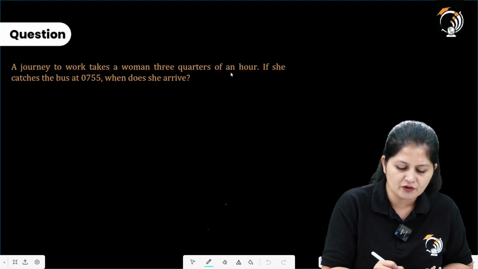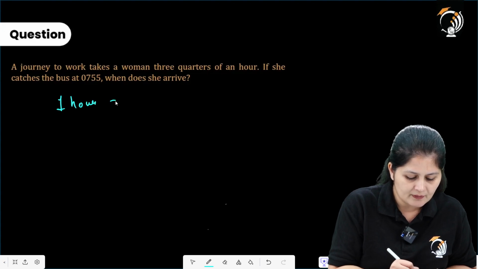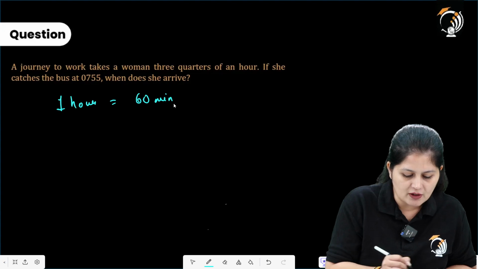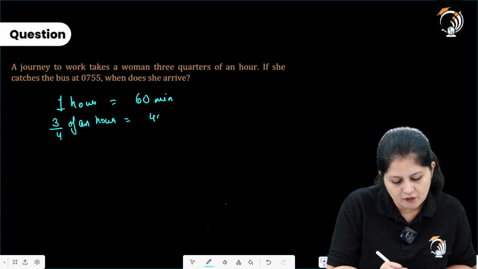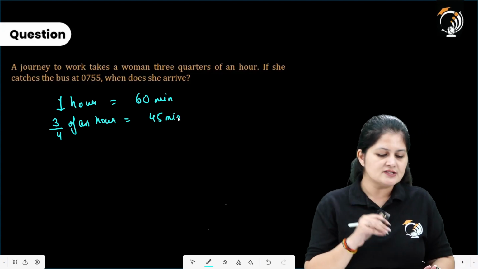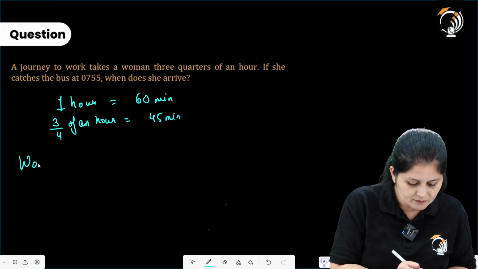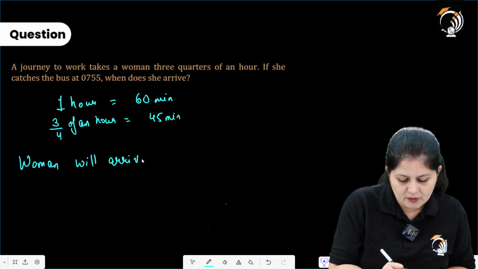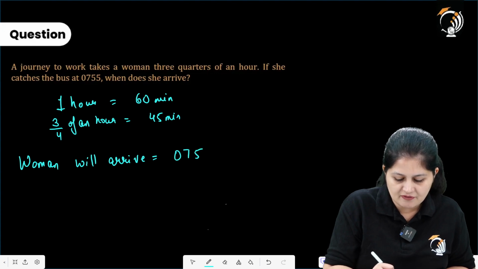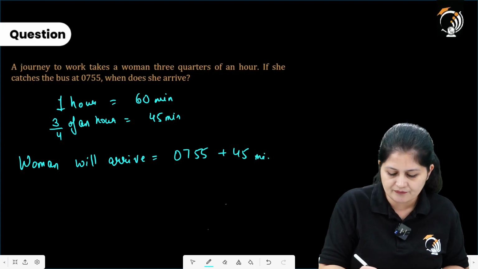So if we talk about 3/4 of an hour, 1 hour is equal to 60 minutes. So 3/4 of an hour is equal to 45 minutes. So when she is going to catch the bus at 7:55, when will she arrive? So the woman will arrive at 0755 plus 45 minutes. That is when she is going to arrive.